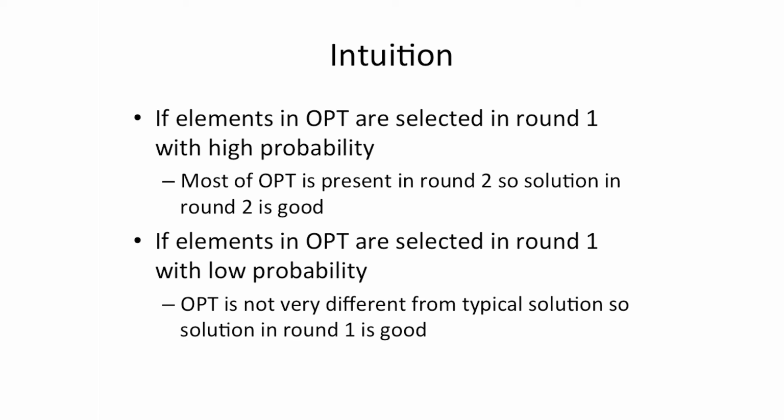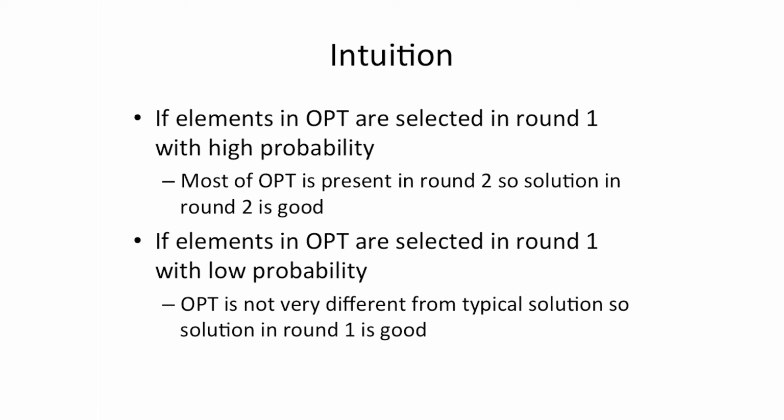And at the other extreme, if the elements of opt are selected in the first round with very low probability, then that also seems to be somewhat of a good case, because there was a reason why greedy did not choose these elements when it was presented with a random sample. So the intuition here is that the optimal solution should not be very different from a typical solution. So then we would expect that maybe one of the solutions found on one of the machines in the first round is good. Okay? And this turns out to be the right intuition, and I'll tell you a little bit of how to formalize it.